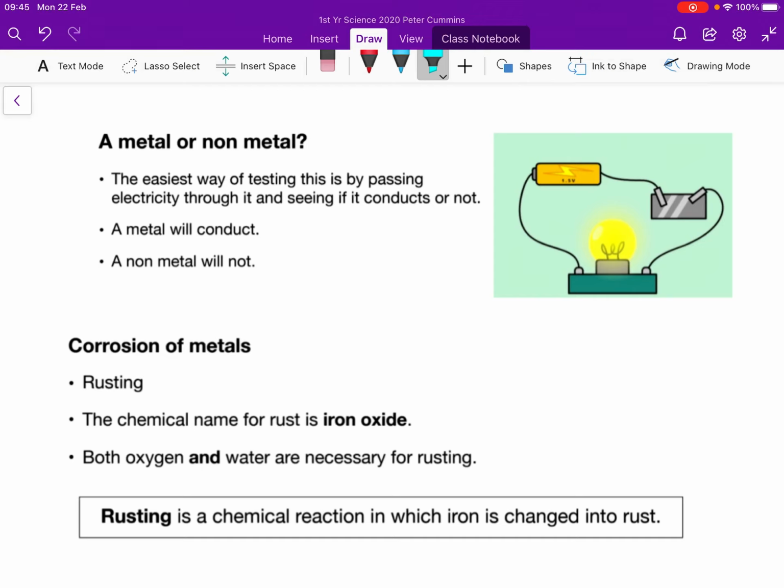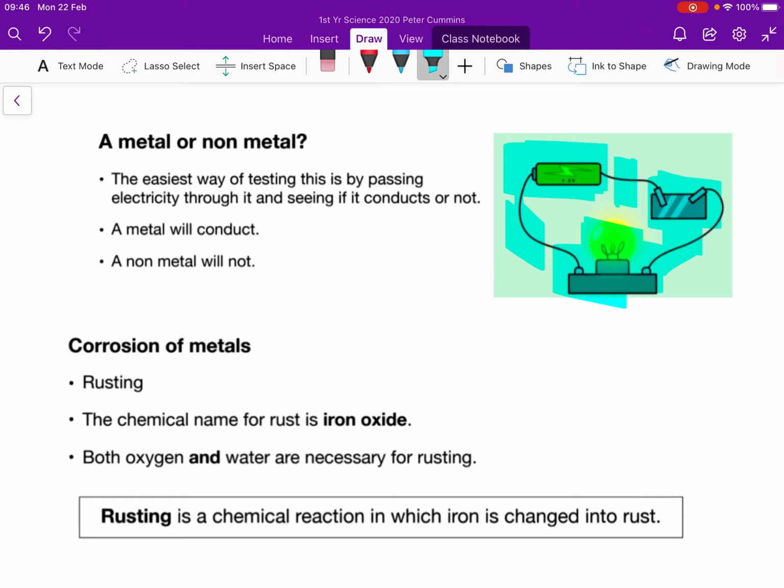Okay, and again, I'd rather be showing you this and doing this with you, and in the exam getting you to figure this out for yourselves, to prove that metals are good conductors. So the best way to do it, I give you a battery, I give you a couple of wires, I give you a light bulb, and I give you a piece of metal.